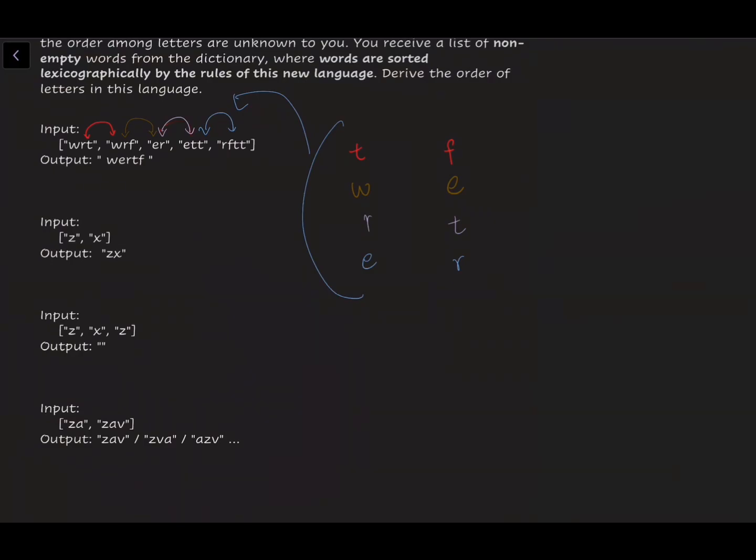And so we can summarize the information we get and come up with this output here. So we know T is before F, and R is before T, and E is before R, and W is before E. So T, F, and looking at this, R is before T, so R is here. And look at this, E is before R, so E is here. And W is before E, so W is here. So this becomes our output, which is the same as this.